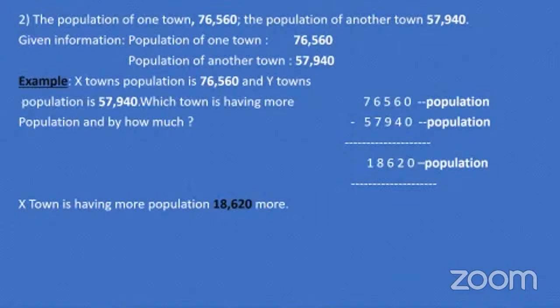For that purpose we'll do the subtraction. We know that whenever we do subtraction, we write the bigger number at the upper side and the smaller number below that bigger number. So we have made that subtraction here. The answer is 18,620 population. See, we'll read that. X town has more population, 18,620 more. Very good. X town has more population. How much more is it? It is 18,620. Okay.